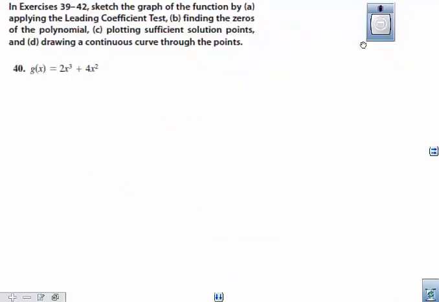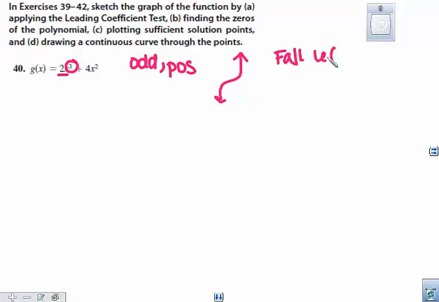40, same steps. First thing is your leading coefficient test. That is odd and positive. So you're picturing the cubic. That is fall left, rise right.